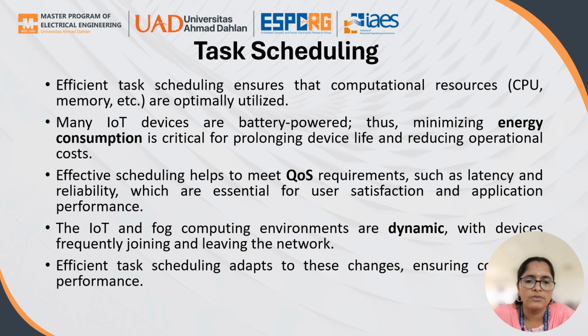Effective scheduling helps to meet quality of service requirements such as latency, reliability, and makespan, which are essential for user satisfaction and application performance. IoT and fog computing environments are dynamic, with devices frequently joining and leaving the network. Efficient task scheduling adapts to these changes, which ensures consistent performance. Overall, task scheduling helps the IoT and fog environment maintain the quality of service requirements.